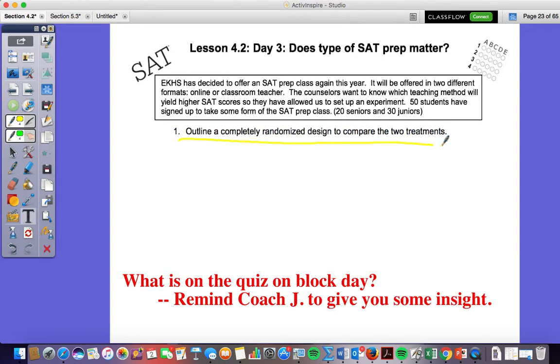All right, go to number 1. Outline a completely randomized design. Go ahead. Let's do it.